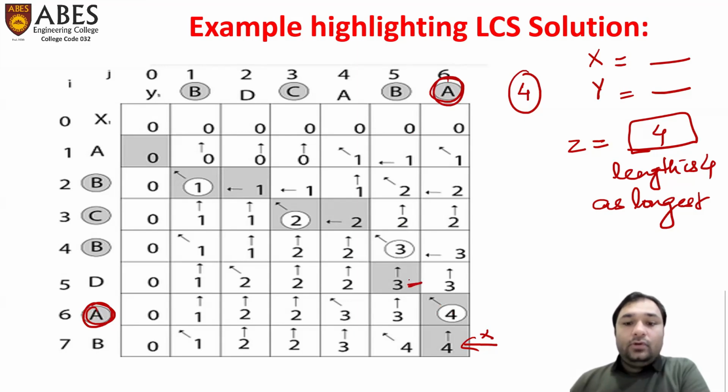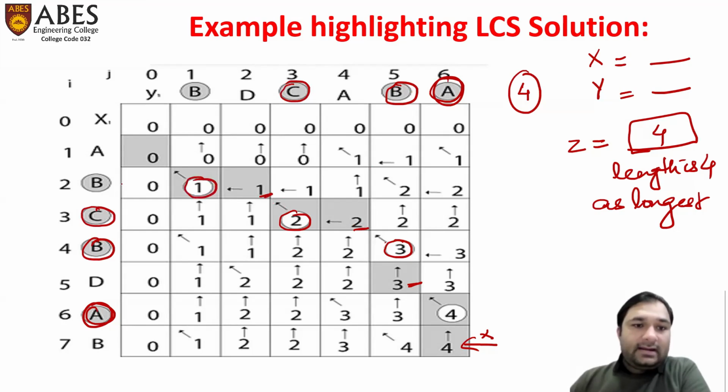3. We do not have this character. Now we reach here, 3. This is diagonal. Then again, B and B are same. Now this 3 is coming from where? 2. This 2 is coming from where? This 2. So this symbolizes that this C and C are same. This 2 is coming from where? 1. This 1 is coming from where? 1. Here we get a diagonal. Here we get B, B.